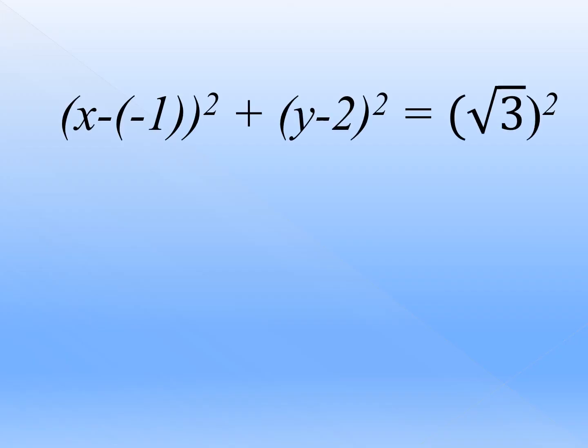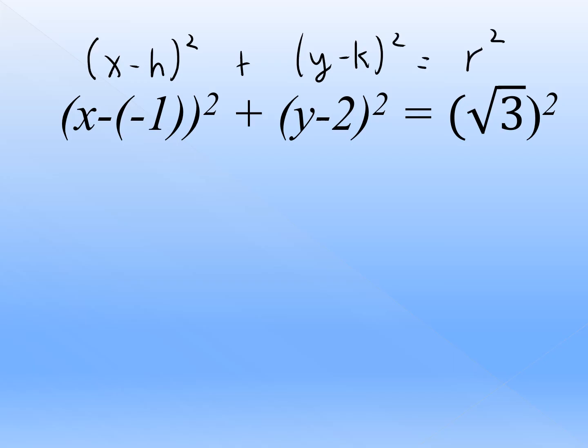So write first the standard form of the equation of a circle, (x minus h) squared plus (y minus k) squared is equal to r squared. Since h is equal to -1 and k is equal to 2 and r equals square root of 3, by substitution property, we will be having this one. x minus the quantity -1 squared plus the quantity y minus 2 squared is equal to the quantity square root of 3 squared.